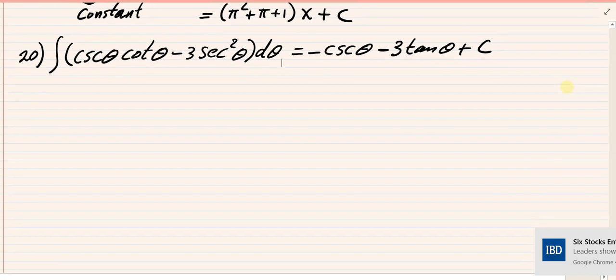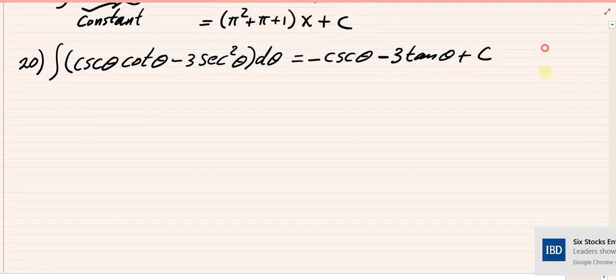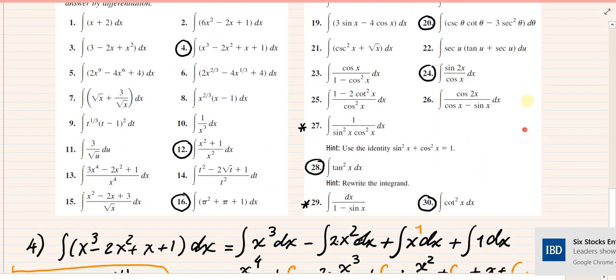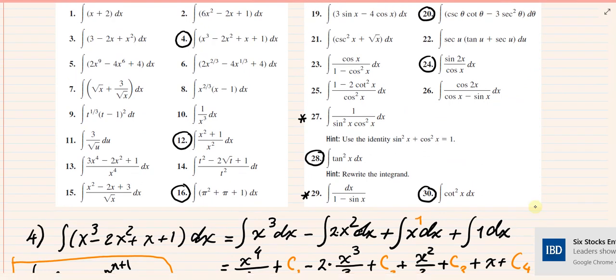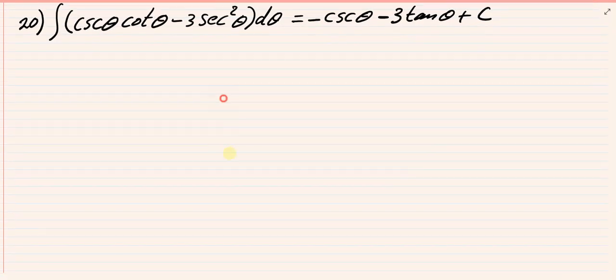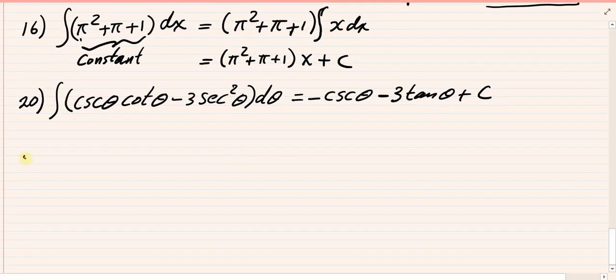Simple, huh? These are quick problems. We can work them quickly. Let's take a look at the next one, number 24. The integral of sine 2x over cosine x, sine of the double angle. Number 24. Sine 2x divided by simply cosine x dx.